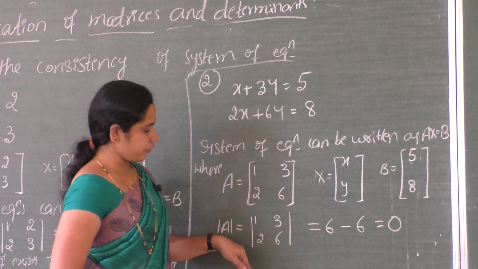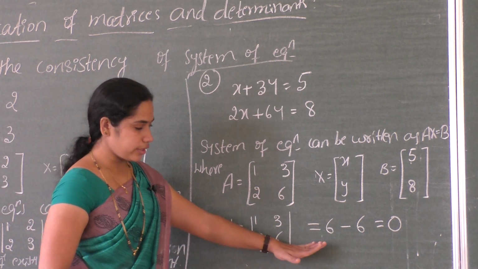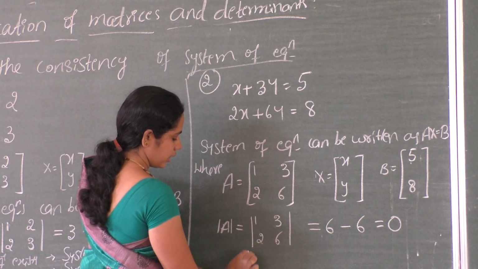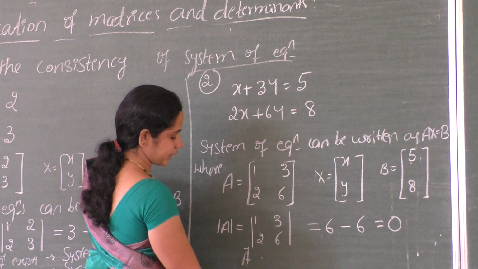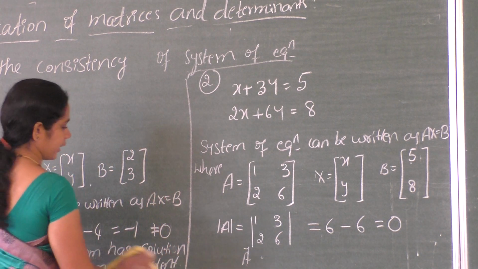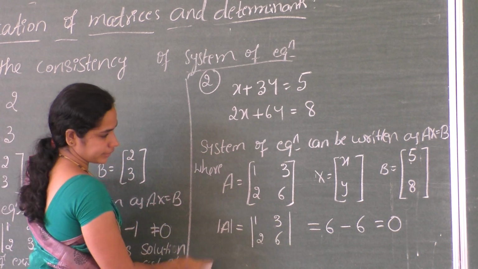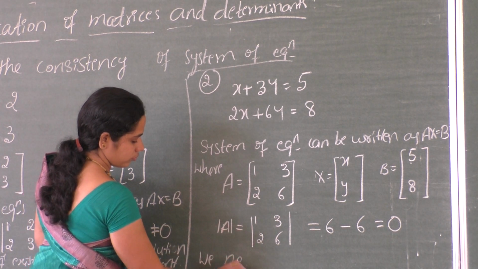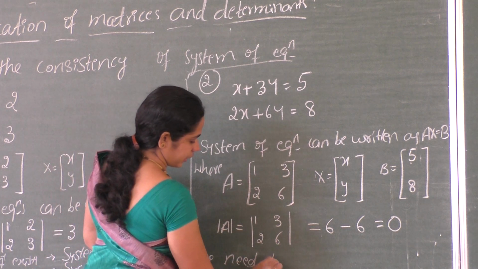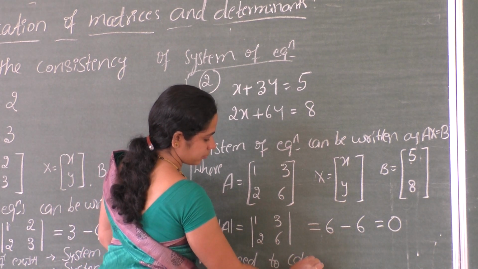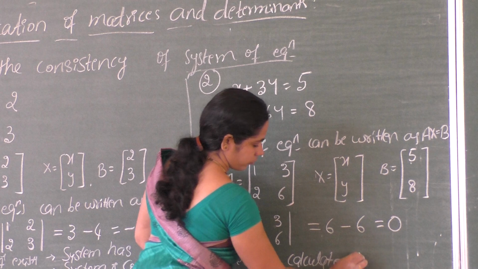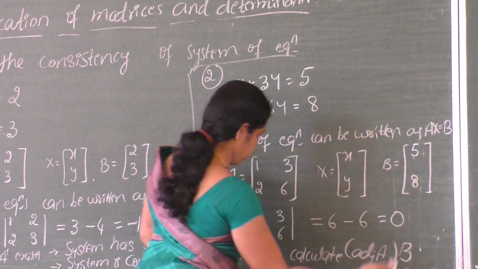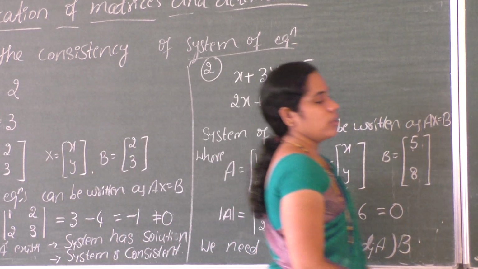Suppose determinant of A is 0, in that case A inverse does not exist. Here A inverse does not exist. What do we need to calculate? In this case, we need to calculate adjoint of A into B.